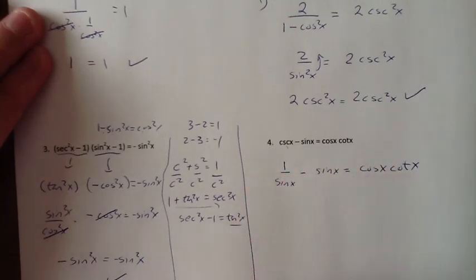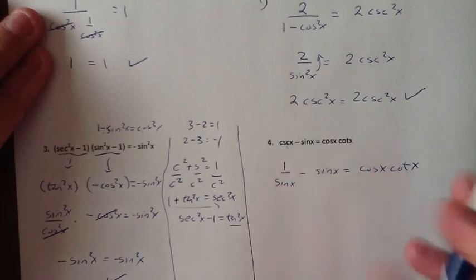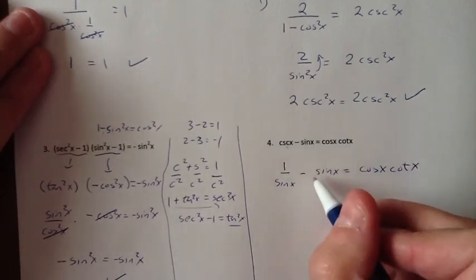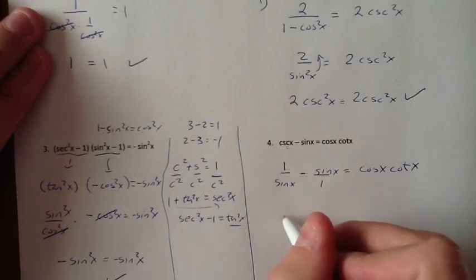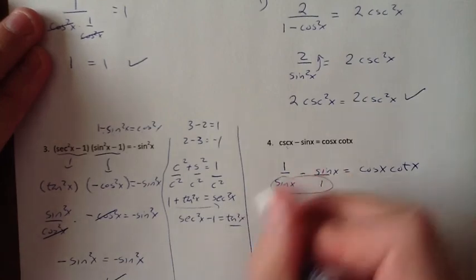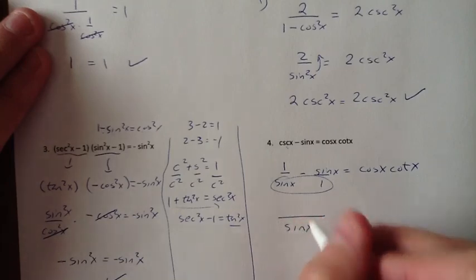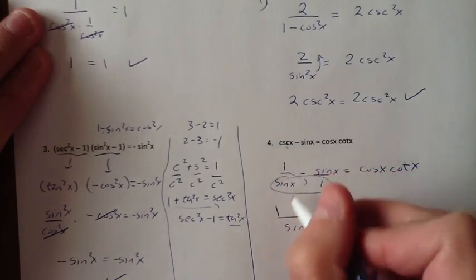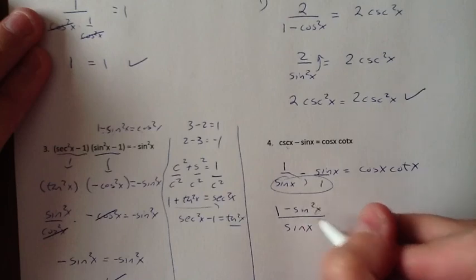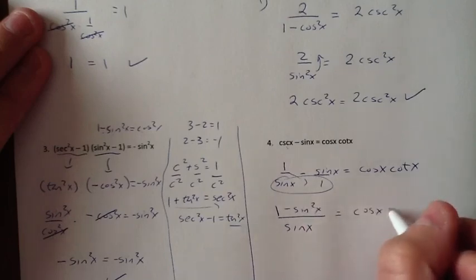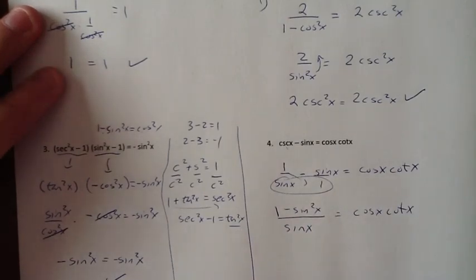All right. Now what to do? I have 2 fractions, but you may be thinking, hey, there's no 2 fractions. Well, that's 1 over sine. This is sine over 1. Common denominator, just multiply. We get sine of x, and on top I get 1 minus the sine squared of x. Again, remember, copy down both sides.